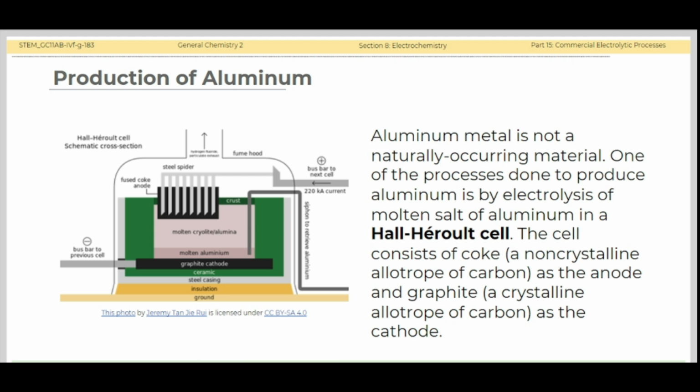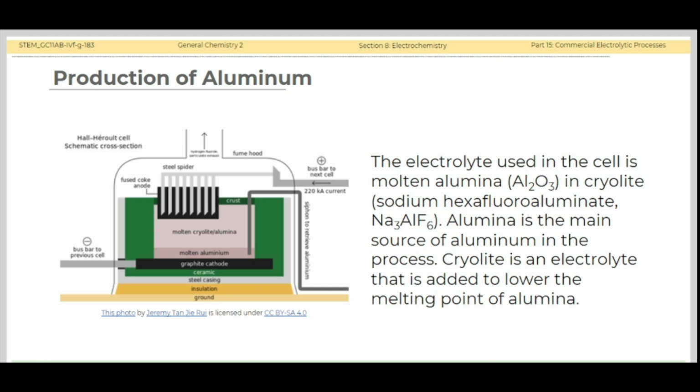Aluminum metal does not occur naturally. One of the processes used to produce aluminum is by electrolysis of a molten aluminum salt in a Hall-Héroult cell. The cell consists of coke, a non-crystalline allotrope of carbon, as the anode, and graphite, a crystalline allotrope of carbon, as the cathode. The electrolyte used in the cell is molten alumina, aluminum oxide, and cryolite, sodium hexafluoroaluminate.